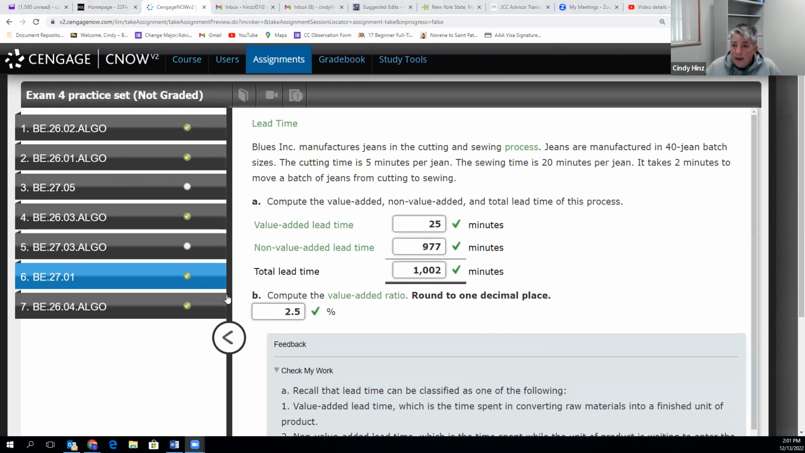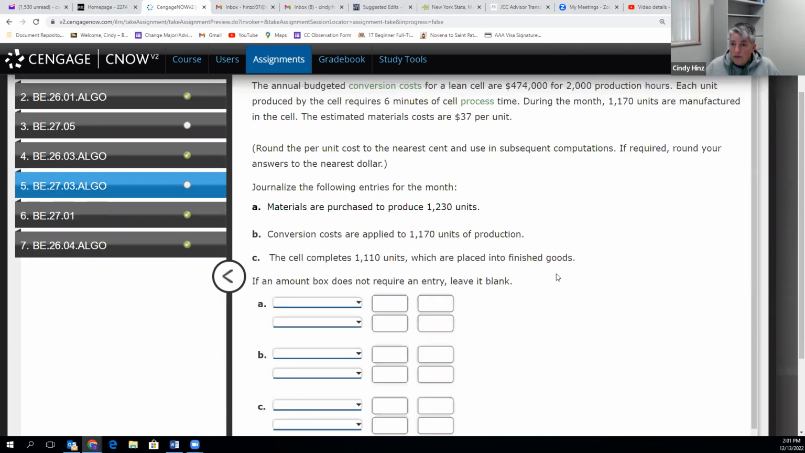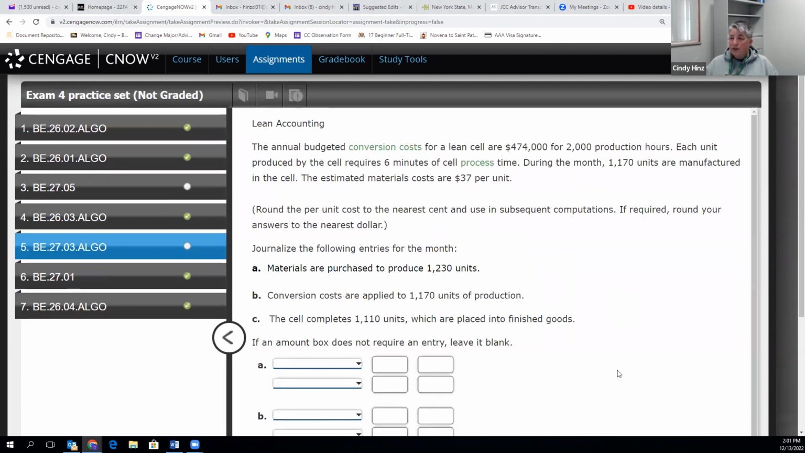Let's go on then to, let's see, brief exercise 3 from chapter 27, which is related to lean accounting. This is another algorithmically generated exercise, so it's possible yours has different numbers, or some of the numbers may be different than what you see on my screen.